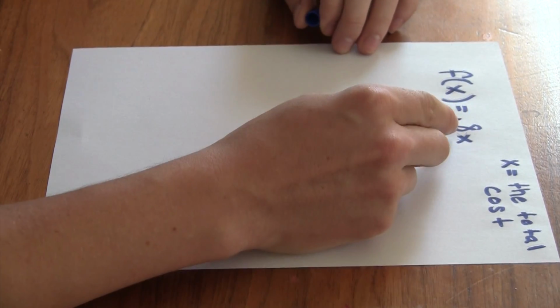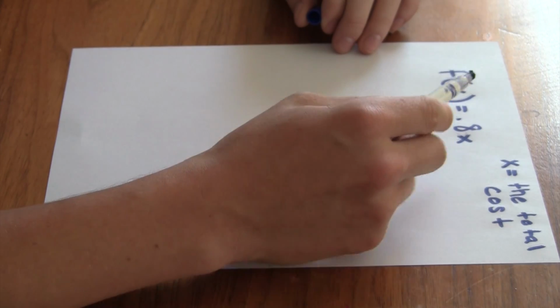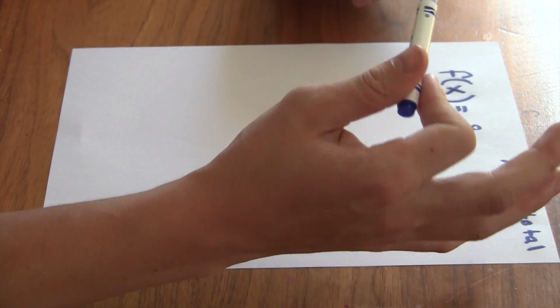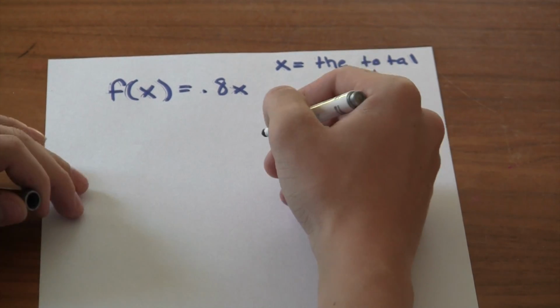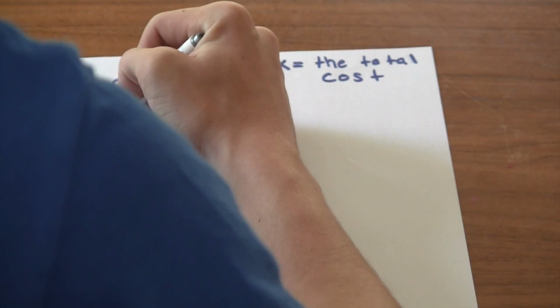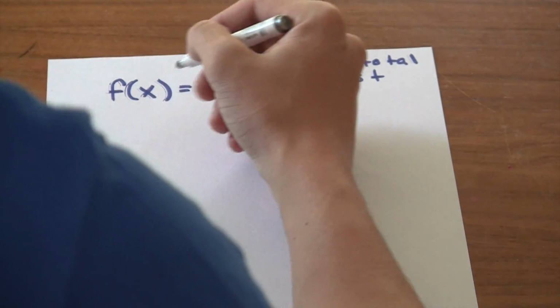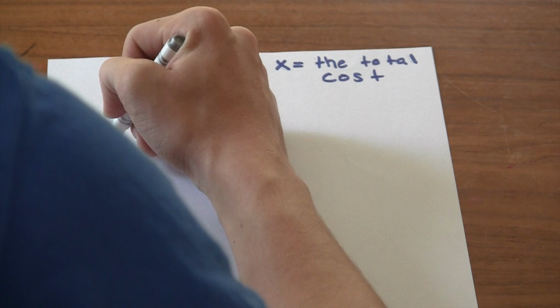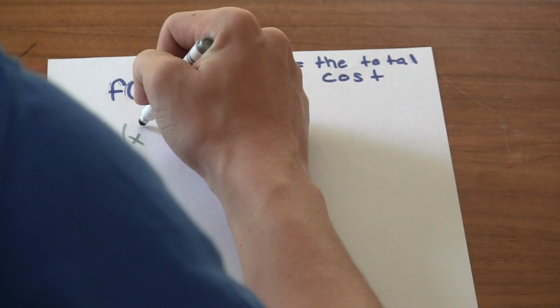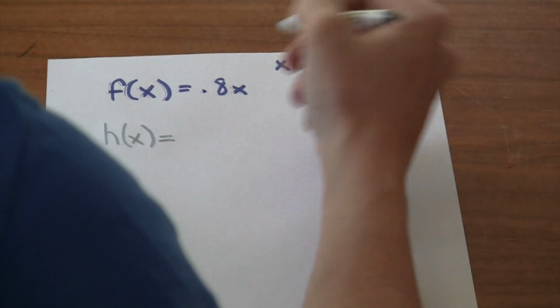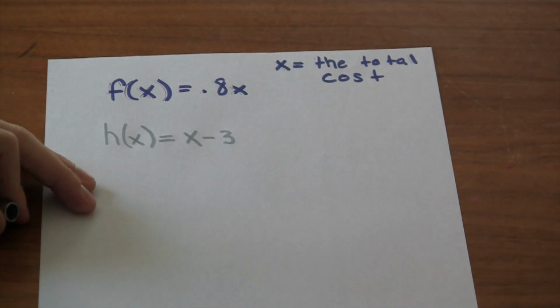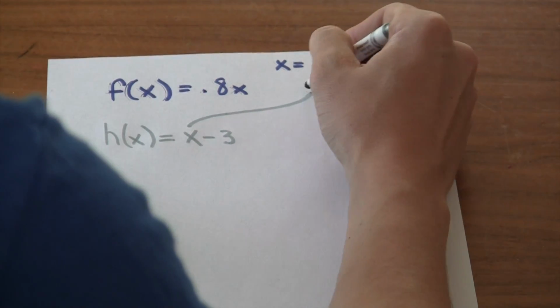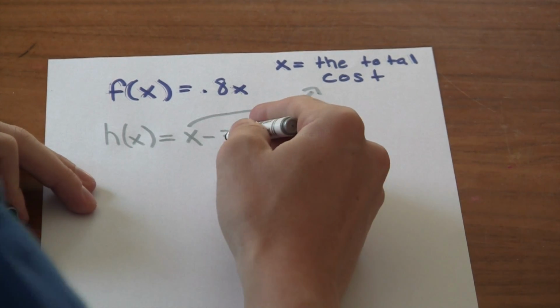And the reason we're doing 0.8 and not, say, 0.2 is because 0.8 is out of a whole, it's only 20% off of 1. So 0.2 is basically 20% off of 1. The next function that we have to do is the $3 off. So we're going to represent that as h(x), and that's going to equal x minus 3. The reason is this is the total cost minus the $3 that you're saving.